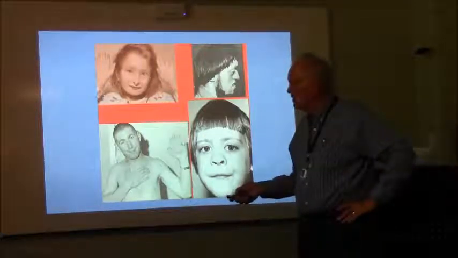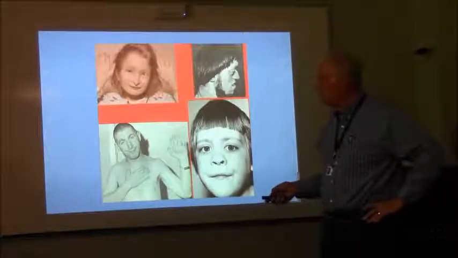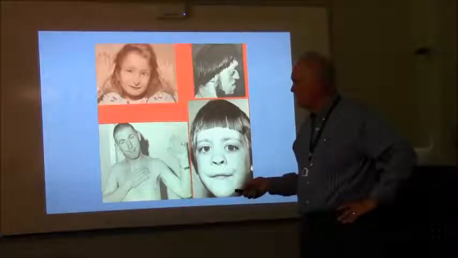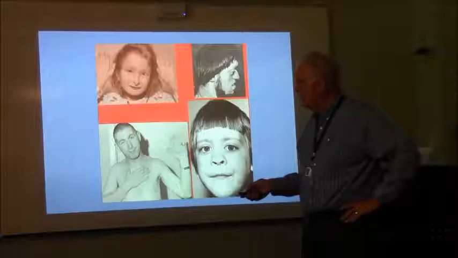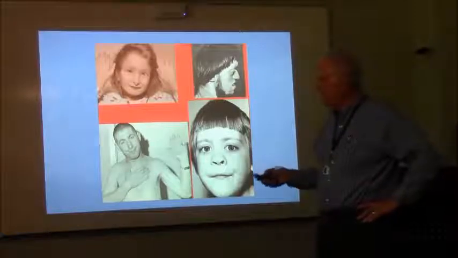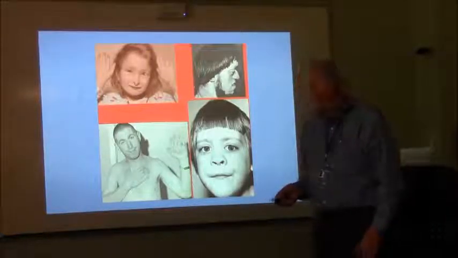Here's a Rubinstein-Taybi. You can see the broad thumbs on this individual who has the high nasal bridge, not particularly down-slanted eyes. Here's a child who's about 10 or 11 who has acrodysostosis, and they have very flat upper mid-face. When you see these children on a lateral view, they will look very flat. There won't be much prominence at all.